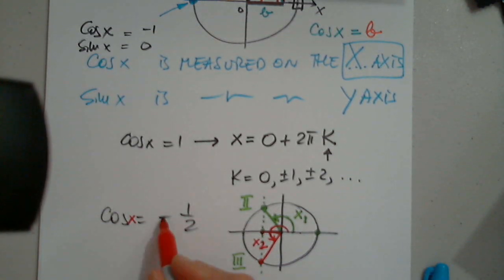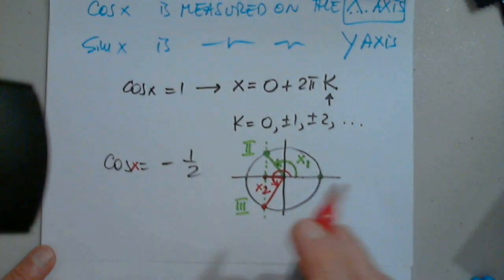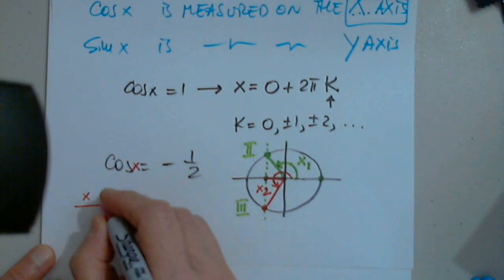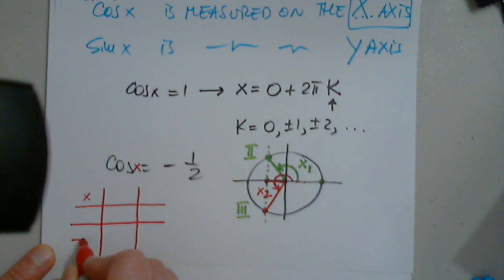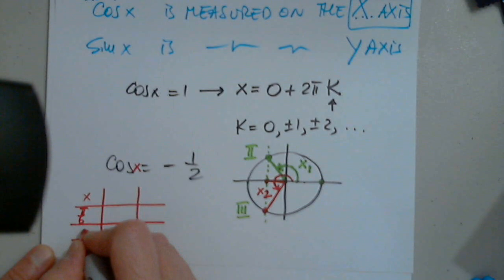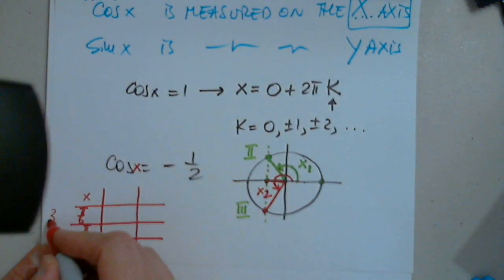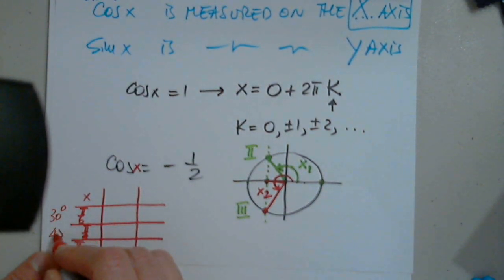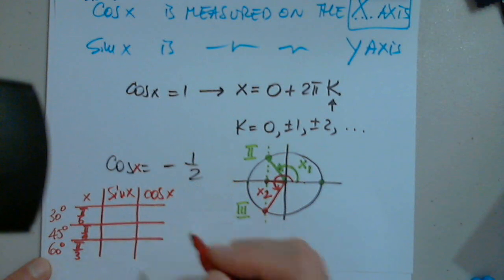Okay, good. So now we have to think in terms of a little table that I will kindly now ask you to remember moving forward. So this is pi over 6, this is pi over 4, and this is pi over 3. Pi over 6, or 30 degrees, pi over 4, or 45 degrees, pi over 3, or 60 degrees. And this is sine x, and this is cosine x.